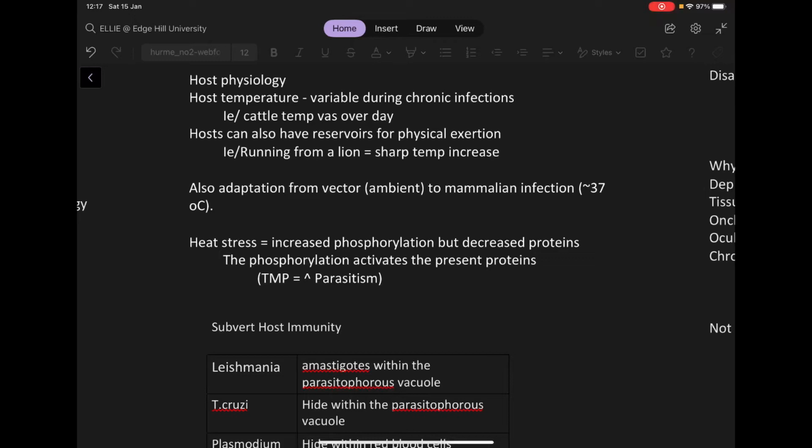So, a little fly and a human are very different. So there's different host physiologies that the parasite has to adapt to. One being the temperature of the host. So during a chronic infection of any sort of infection at all, you have variable temperatures due to fevers. You can also have fluctuations in temperature based on climate and body mass, and also physical activity.